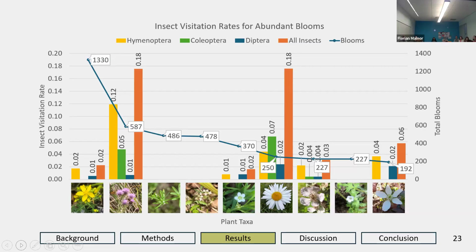And you'll notice that the visitation rate does not correspond to the number of blooms. The plants are arranged with the most abundant here and the least abundant there, but the visitation rate doesn't start really high and get lower as you go across, right? If you'd expect that pollinators really liked the plants that were most abundant, you'd expect common St. John's wort to have the highest visitation rate, but that isn't what we found.